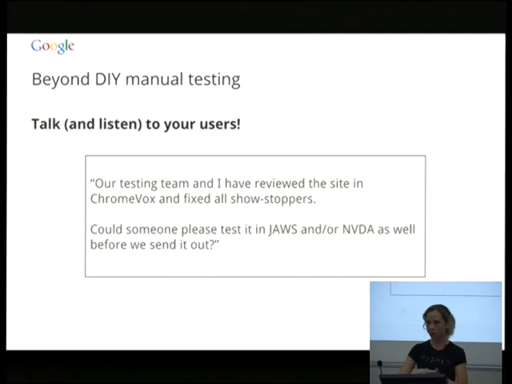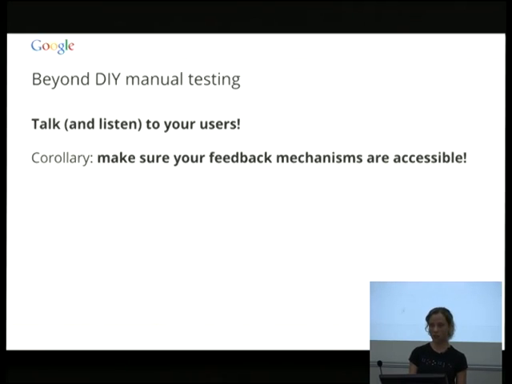So if you have users that you can reach out to and ask them to do this, fabulous. Also, make sure your feedback mechanisms are accessible. This is something that I've seen missed in a lot of cases, and it's really frustrating to find an accessibility problem and then go to say, please fix this problem. Help.